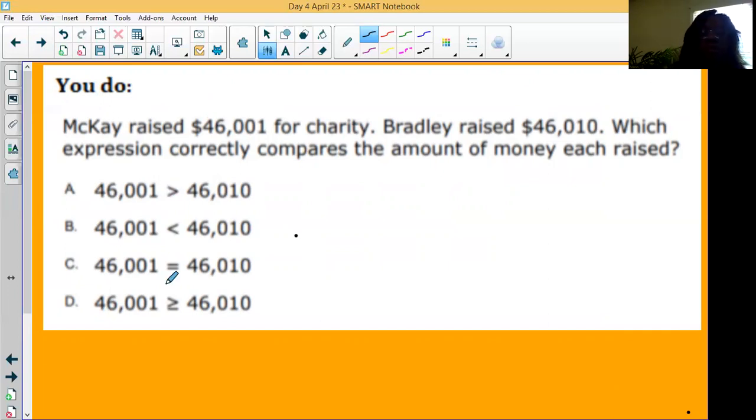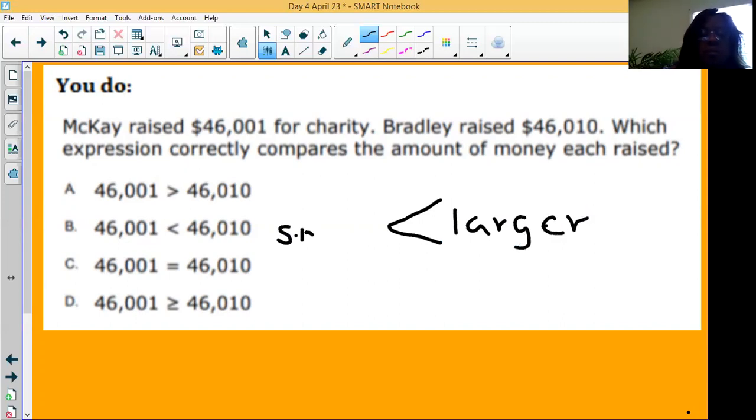Okay, so here's your sign, larger number here, and smaller here. Okay, keeping that in mind. So you have to figure out which one of these is correct. You know, equal means equal. Here you have a sign you probably haven't seen, but this means greater than or equal to.